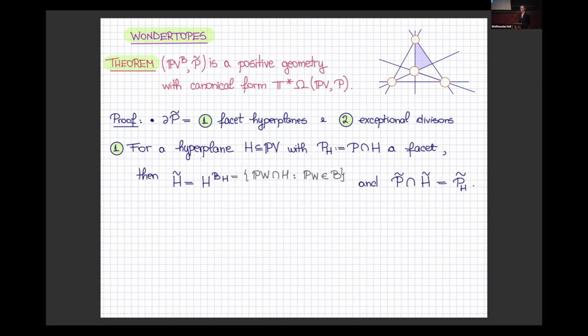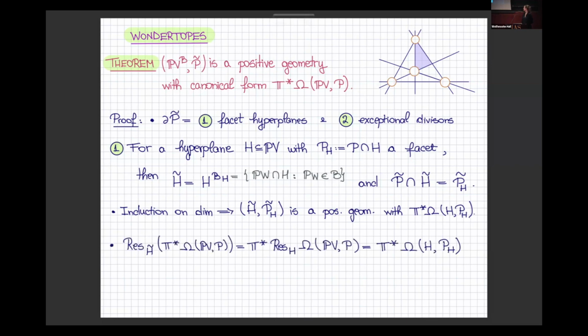So for the first case, if I have a hyperplane in my projective space which intersects my polytope P in a facet, then the image of my hyperplane H under my iterated blowup is its so-called strict transform H tilde, which by the universal property of blowups looks precisely like a wonderful compactification of H along a building set inherited from my original building set B. And this strict transform intersects my Wondertope P tilde precisely in the Wondertope of the facet. And by induction on dimension, this codimension 1 Wondertope is a positive geometry. And then I also know its canonical form is the pullback of the canonical form of the facet.